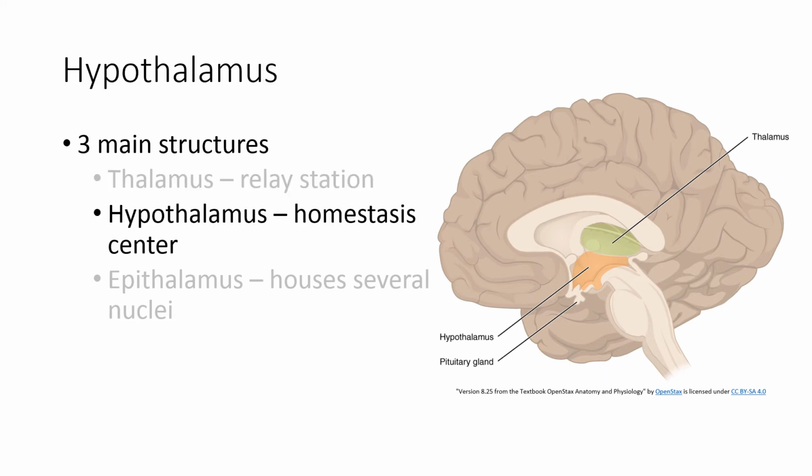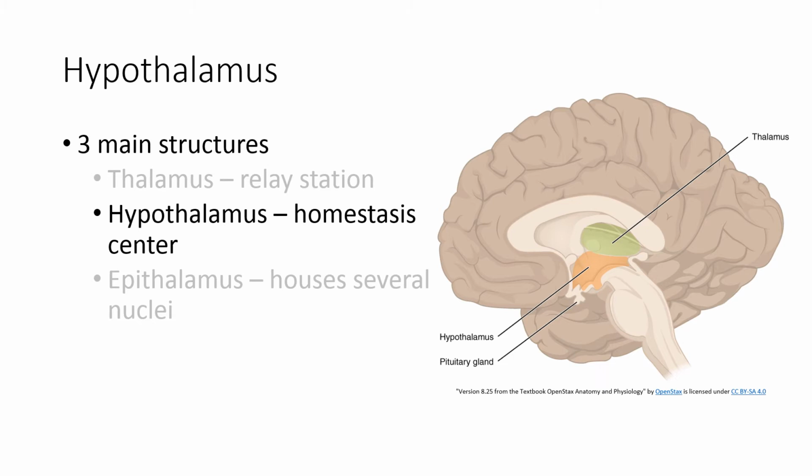The hypothalamus is in orange here, and it's located inferiorly to the thalamus, and it's a major center for homeostatic control. It plays a role in controlling the autonomic functions. Remember, those are your involuntary functions, like blood pressure, the rate and force of heartbeats, and the activity of the digestive tract. It also plays a role in maintaining our body temperature. It's involved in our hunger and thirst responses.